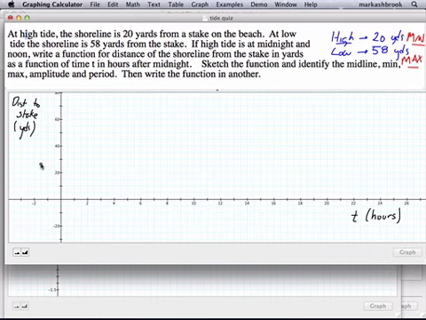This is high tide, isn't it? So it starts at 20. Your midline is at 39, right? 78 divided by 2. It could be a sine graph with a shift of minus pi over 2. Okay, so 20 equals up.